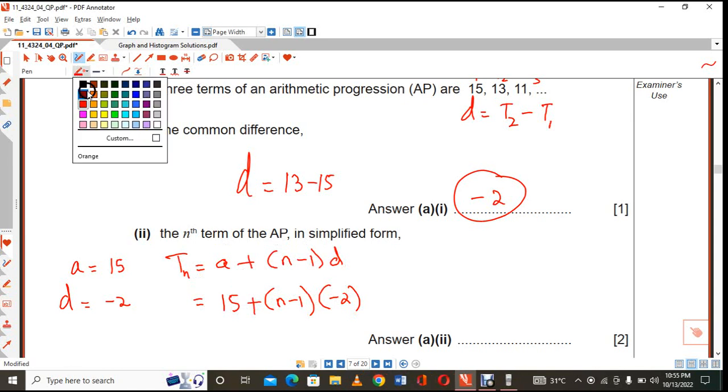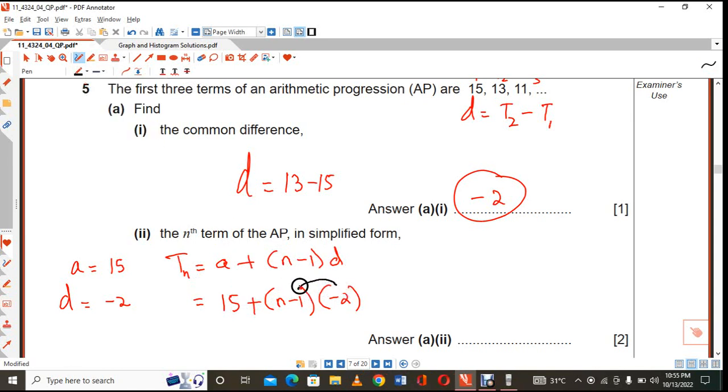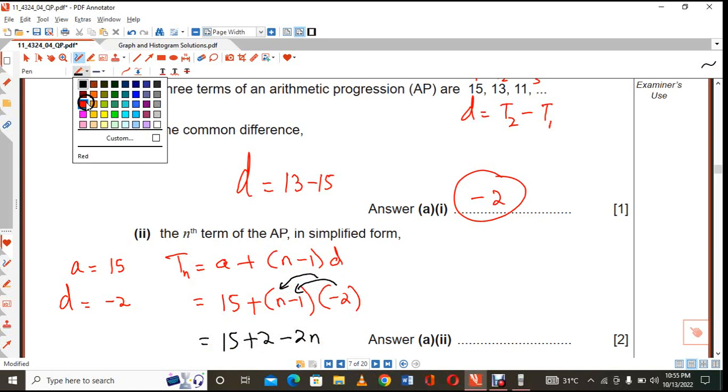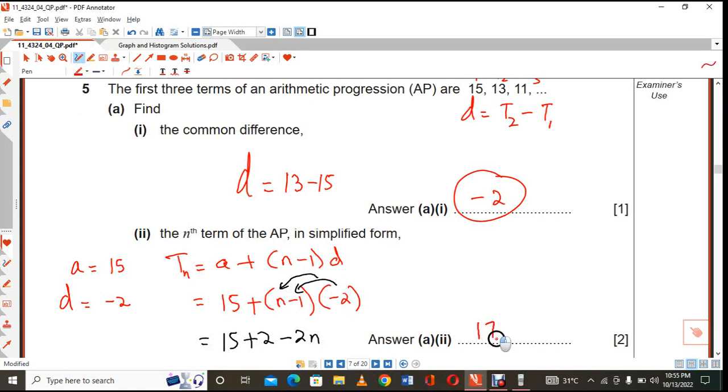So we are nearly done. You're going to multiply it out, so you're going to have something like 15 plus 2 minus 2n. Eventually the final answer there should be 17 minus 2n, and that is the nth term, or what we call the rule.